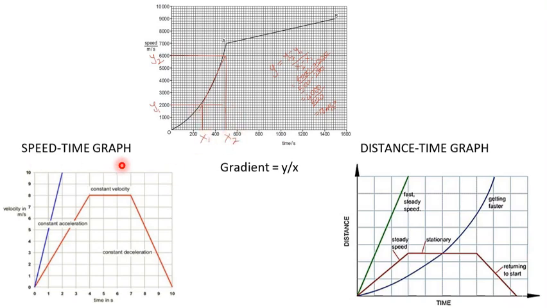Then speed time graph, you must know the shapes and their positions. In a velocity time or speed time graph, a horizontal line means it is moving with constant speed or velocity. In a distance time graph, if the line is horizontal, it means it is stationary. So these two are very important.